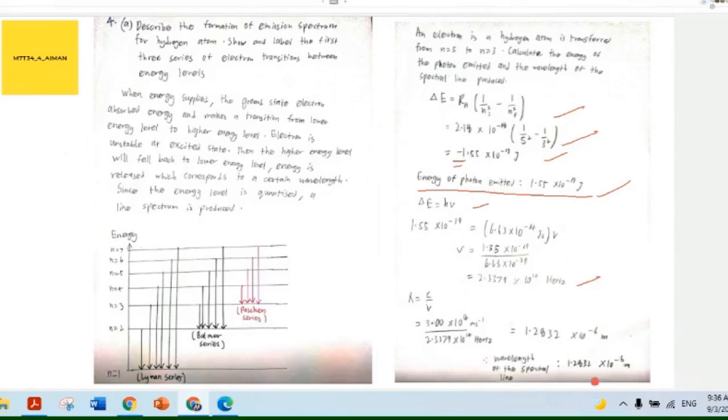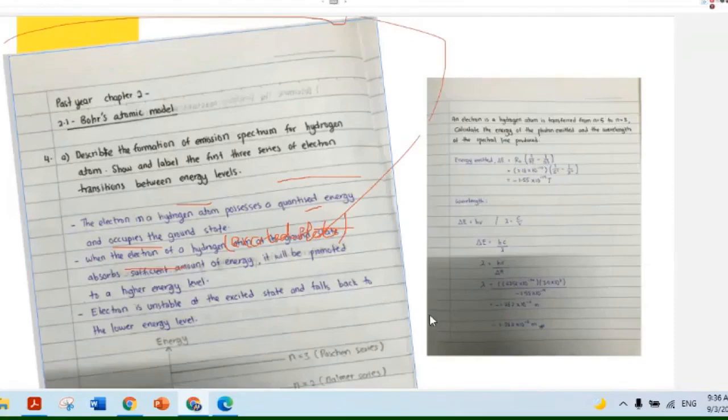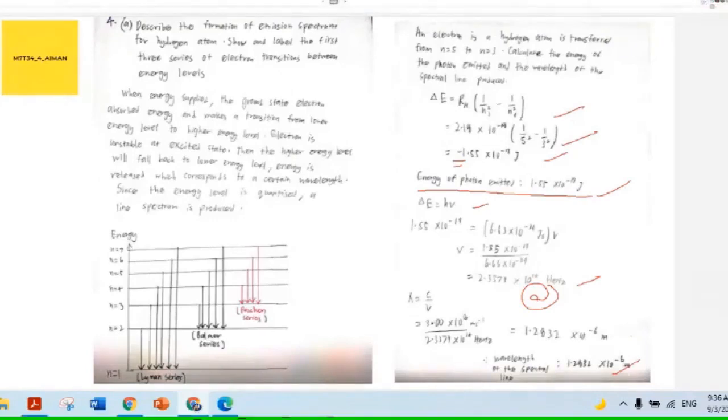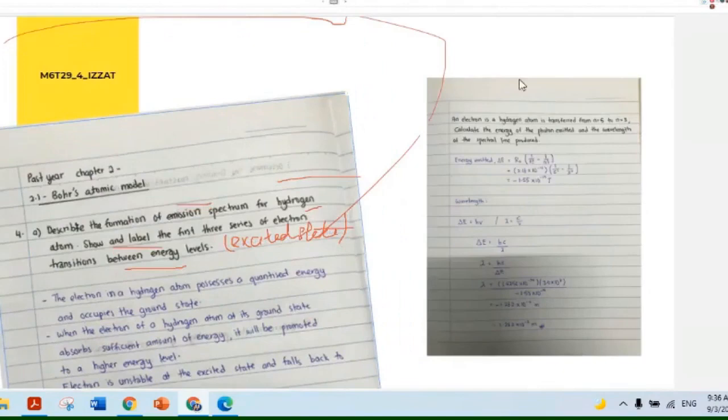Okay, dapat jawapan 1.28 times 10 to the power of negative 6 meter. Okay, ataupun boleh guna formula lain. Kita tengok Izzat punya, ada tak dia guna formula lain? Oh tak, dia guna formula yang sama juga. Okay, sebenarnya kita boleh guna formula 1 over lambda juga untuk kira ni. Kita boleh guna 1 over lambda pun akan dapat jawapan yang sama untuk kira lambda. Okay, very good. Okay, thank you Aiman. Thank you Izzat. Okay, so now we proceed for the next question.